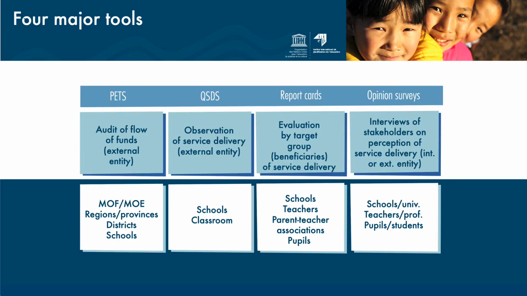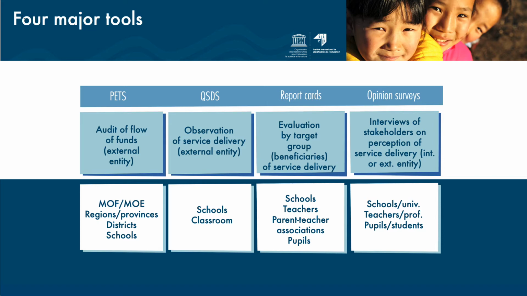Let us look in more detail at each of these tools, starting with the PETS, the Public Expenditure Tracking Survey. PETS consist in an audit of flows of funds from the central level down to the schools. In other terms, they are going to help us track resources from central authorities like the Ministry of Finance or the Ministry of Education down to intermediate administrations such as regions, provinces, or districts, and then to the schools.